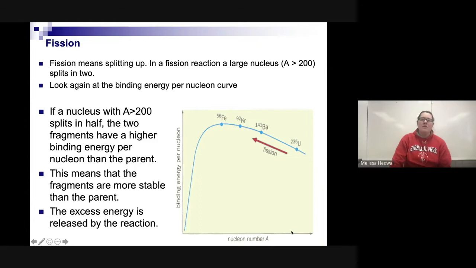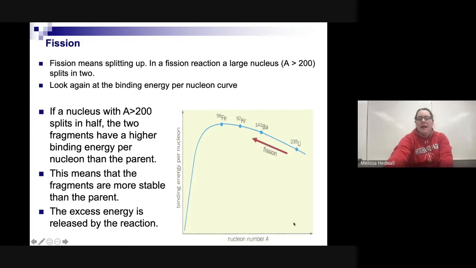And so when you do that, the fragments, which we call the daughter nuclei, have a higher binding energy per nucleon than the parent, but there are also particles released, and some of the energy is released with those as well. And so with both of those, it becomes more stable, and there's energy released in the process. So we have both of these things happening here.